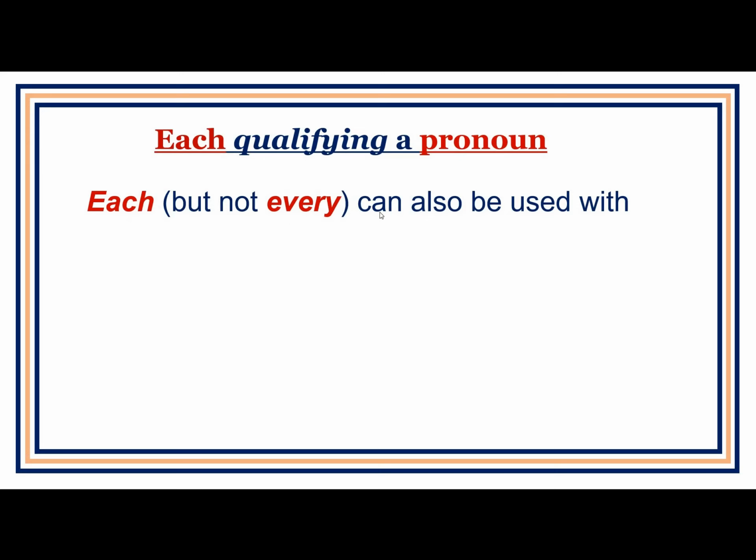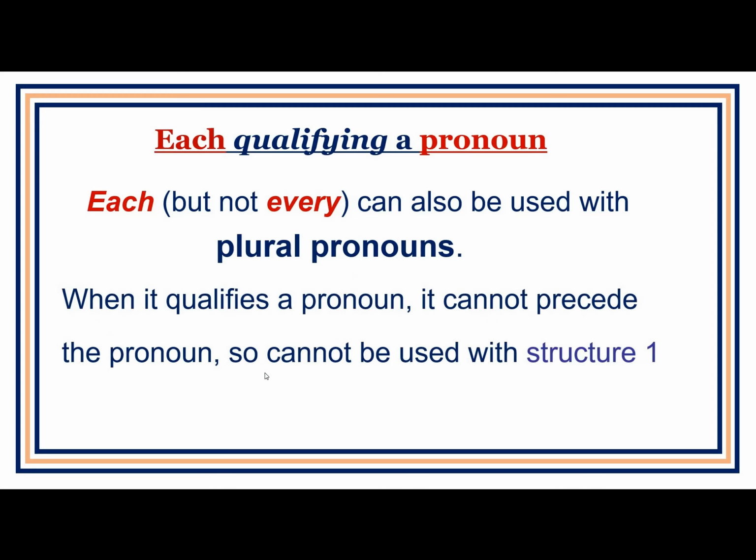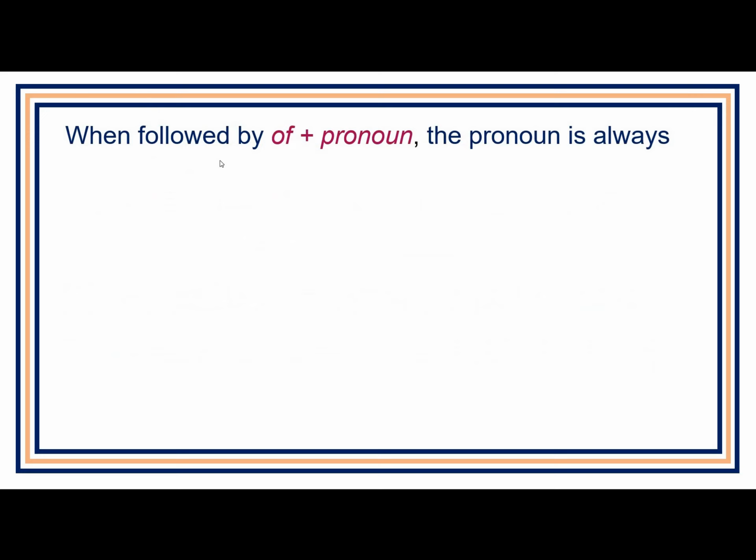Each qualifying a pronoun. Each but not every can also be used with plural pronouns. When it qualifies a pronoun, it cannot precede the pronoun, so cannot be used with structure 1. When followed by of plus pronoun, the pronoun is always in the object case. Us, you, them.